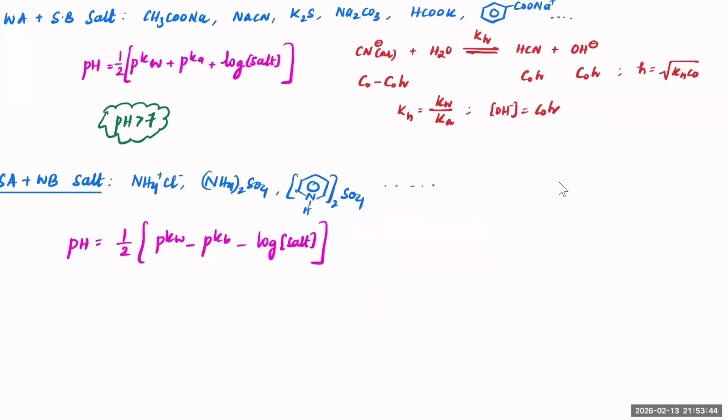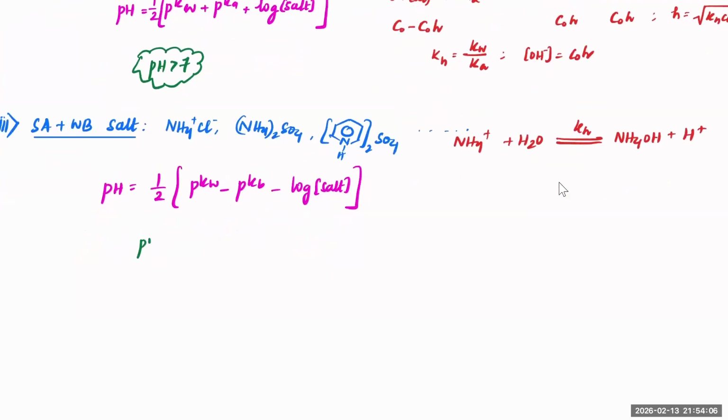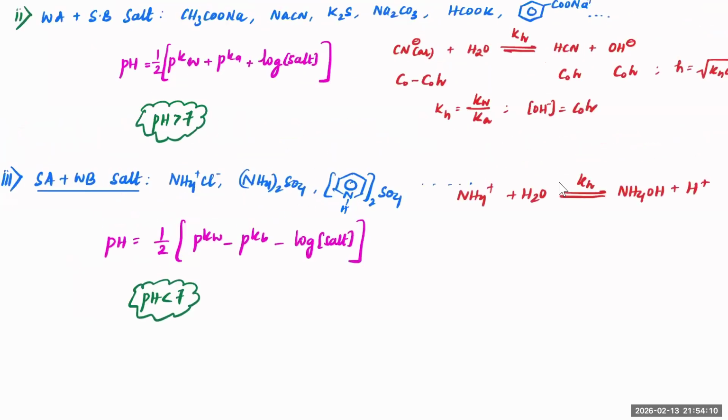Now, in this case, if I write similar equations, what do we get here? NH4 plus, when you add it to water, in this equilibrium it will become NH4OH and generate H plus ion. So that means it is increasing the H plus ion concentration. Hence, in such a case, the pH value should be less than 7. This is how the hydrolysis is happening.